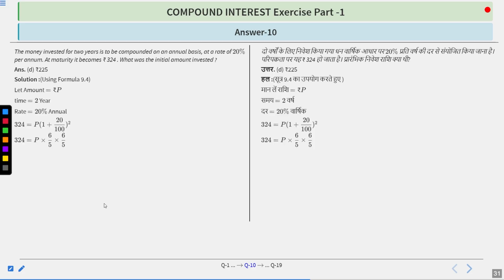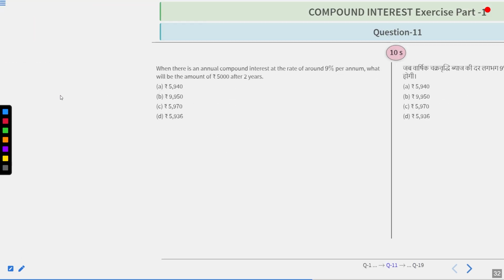Therefore, 324 is equal to P into 1 plus 20 upon 100, which is 6 upon 5. And here it is whole square, so we have written P into 6 upon 5 into 6 upon 5. Therefore, P is going to be equal to 324 into 25 upon 36. Thus, P is rupees 225. So option D, rupees 225, is the correct answer. We have got P is equal to rupees 225. So option D is correct.